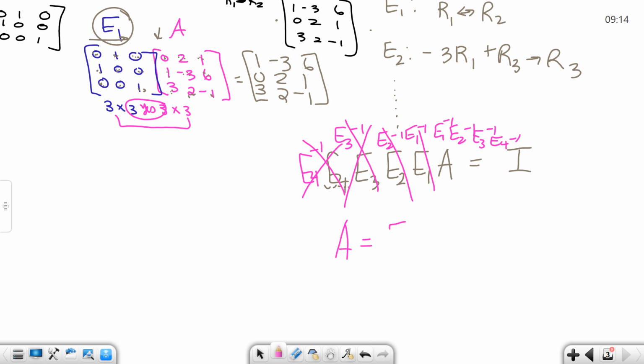So A would actually be equal to E1 inverse, E2 inverse, E3 inverse, E4 inverse times I, which is just like timesing 1, right? You could put the I there, but you don't have to. That is what we're about to be doing. And so when I ask you to factor matrices, you're going to have a matrix. I'm not going to make you do 3 by 3 because that would take us forever. But you're going to take that A and you're going to break it down this way. And that is how it's going to look.